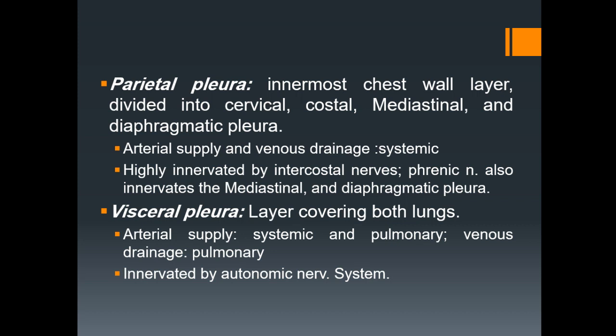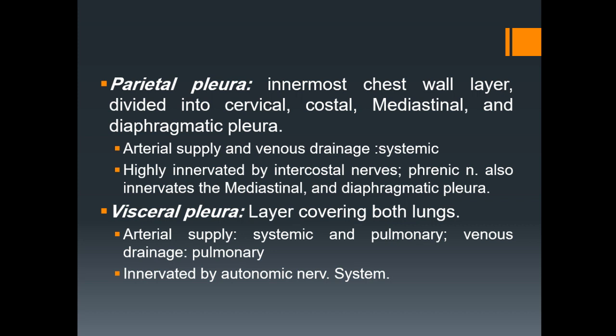The visceral pleura, that is, the pleura that covers the parenchyma of the lung. It is smooth, it covers both lungs. The left lung and the right lung are completely separated by the mediastinum. The arterial supply and the venous supply of that one is from the pulmonary circulation.